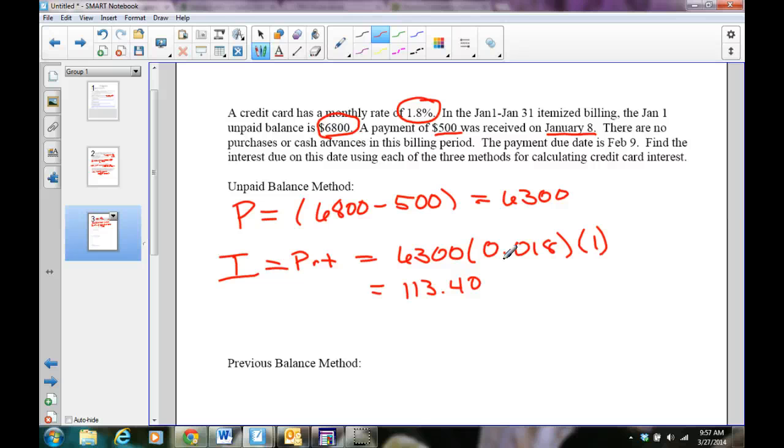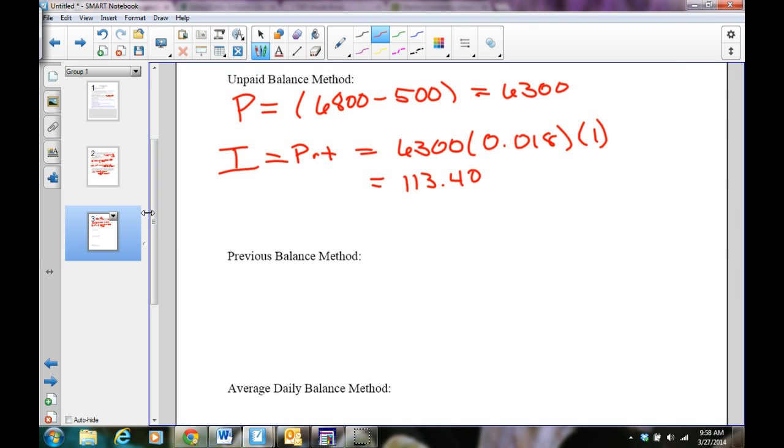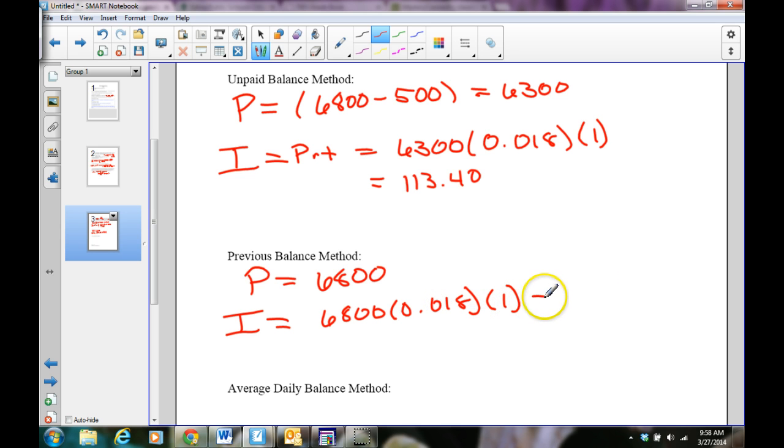Now, if I go on and I want to figure out the previous balance method, my P value is simply the balance at the beginning of the month. That is just 6,800. So my I equals PRT is going to be I is 6,800 times 0.018 times 1. And if you put that in a calculator, you get $122.40.